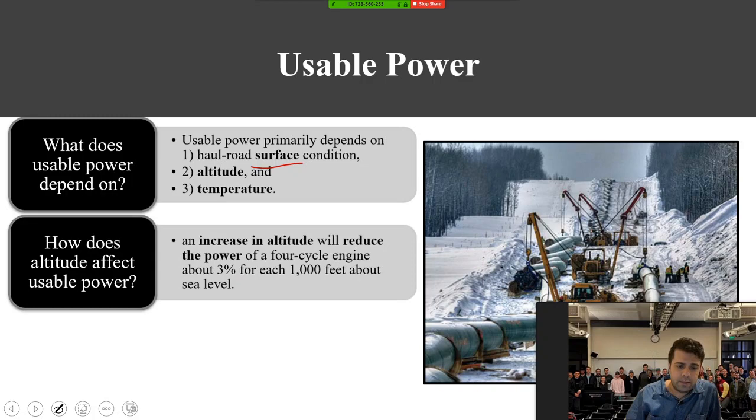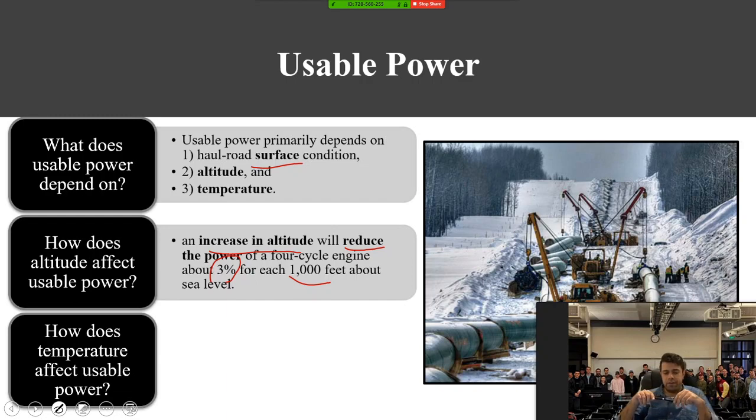Like I said, an increase in altitude will reduce the power of a four-cycle engine about 3% for each 1,000 feet. So if in a problem they tell you you're working at 2,000 feet, then whatever power you have should be reduced by 6%. For the first 1,000, you lose 3%. For the second 1,000, you lose another 3%. So a total of 6% will be reduced from the power.